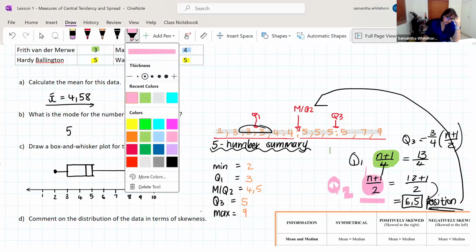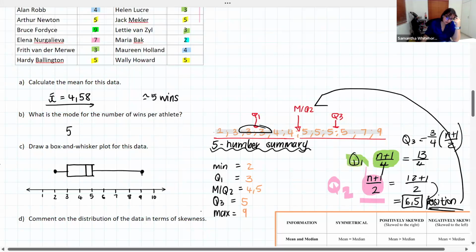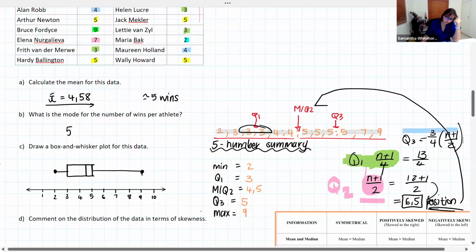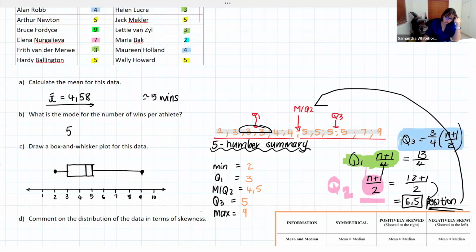Just in case we're still not seeing, there's the Q1 in green and Q3 in blue. Okay, Q2 or your median is in pink at the bottom. And again, if that's what you choose to do, that's absolutely fine. It's just not something I would choose to do.